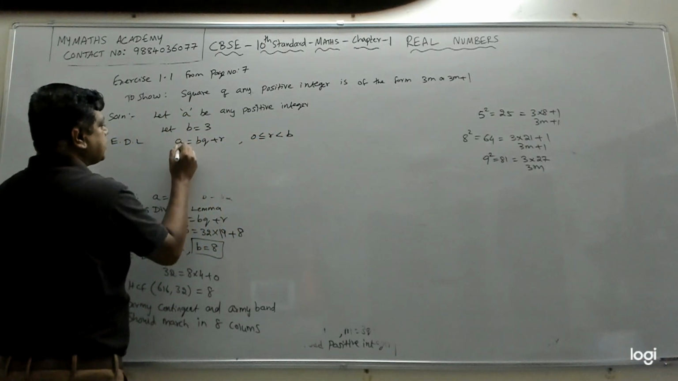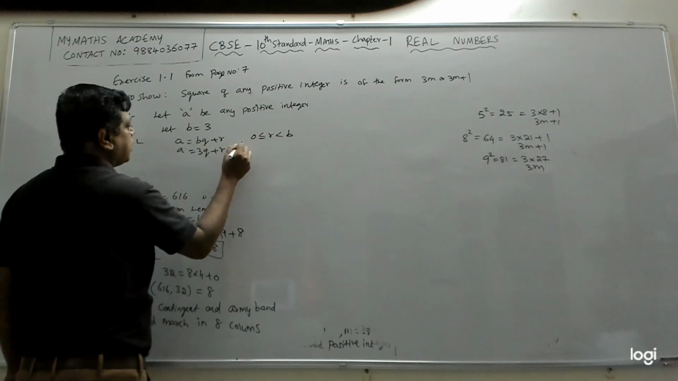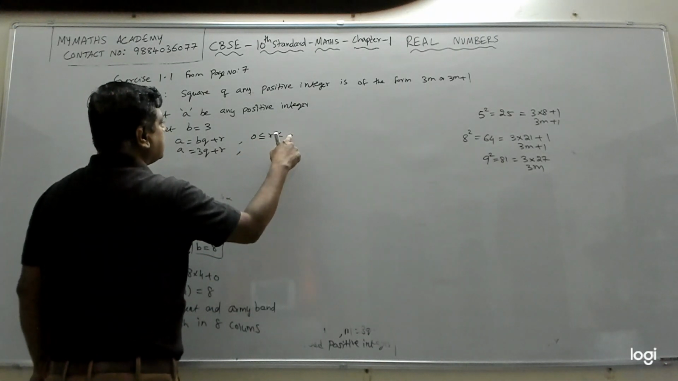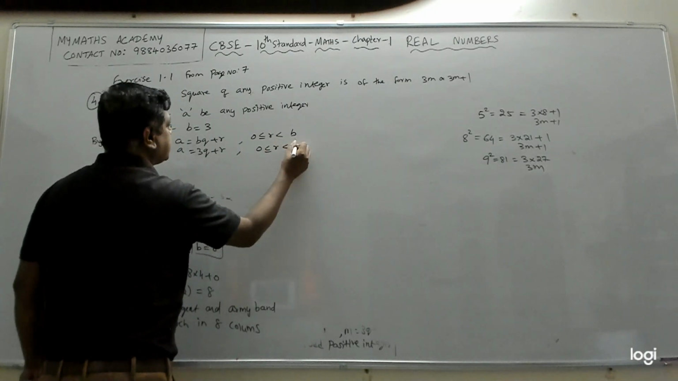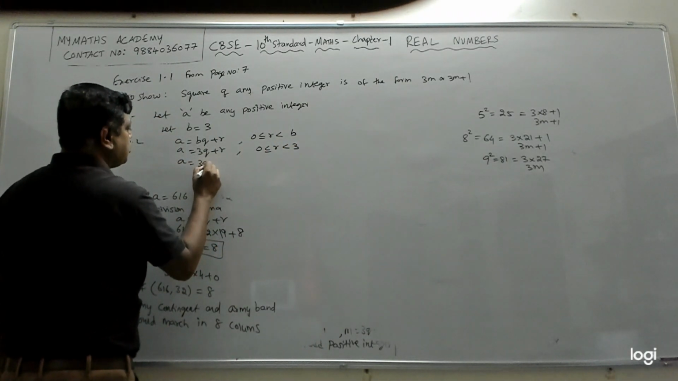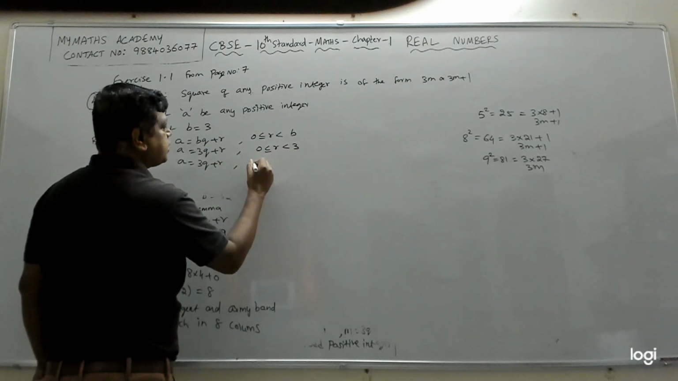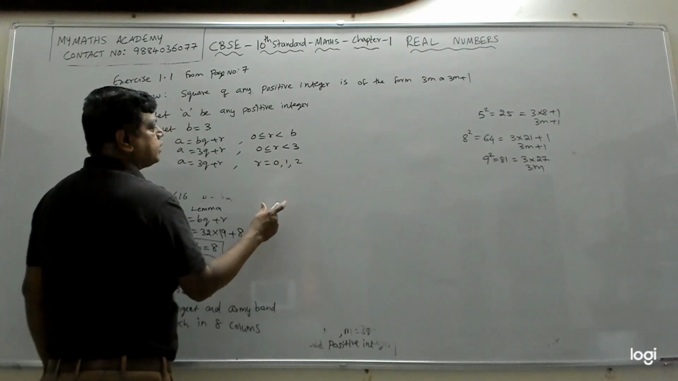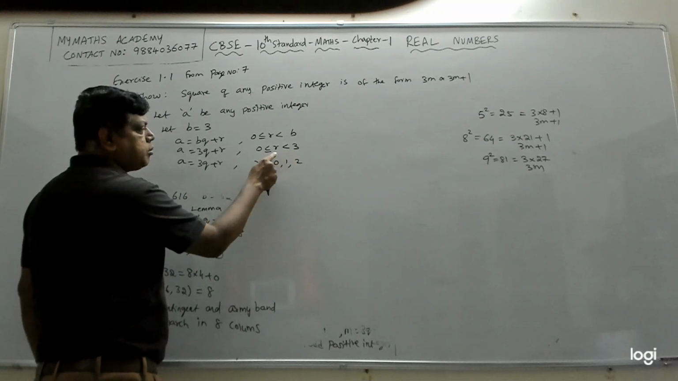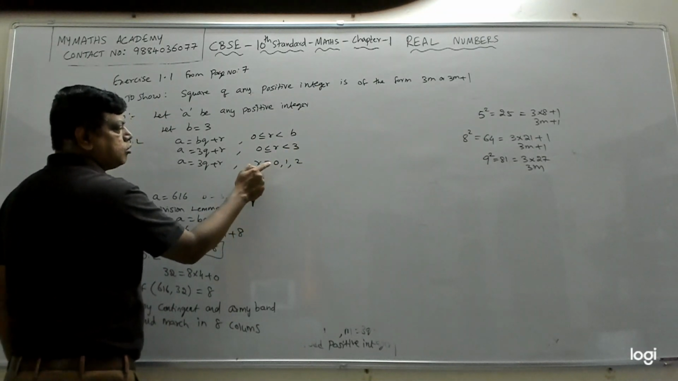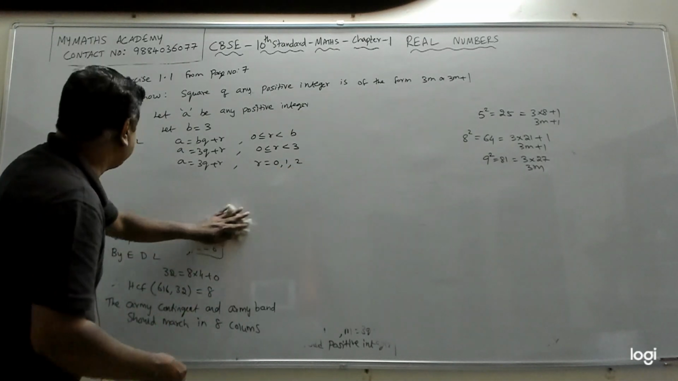So which means a is a, there is no specific value, but a is 3q plus r, 0 less than or equal to r less than b, which means 0 less than or equal to r less than, what is b? b is 3. Now again a becomes 3q plus r, when r is between 0 to 3, which means r can take the value 0, 1 and 2. It starts from 0 and goes till 2, not 3. I cannot put 3 because 3 is not less than 3. So 0, 1, 2. These are the 3 values. Now we need to have 3 cases for these.